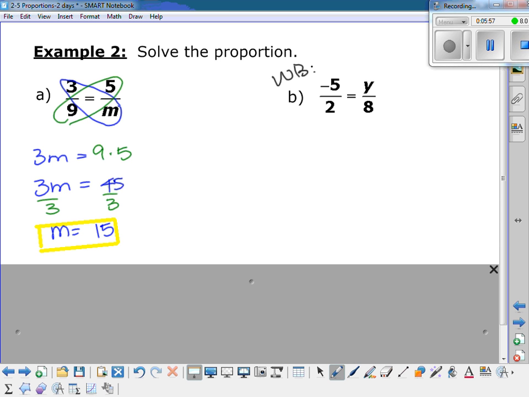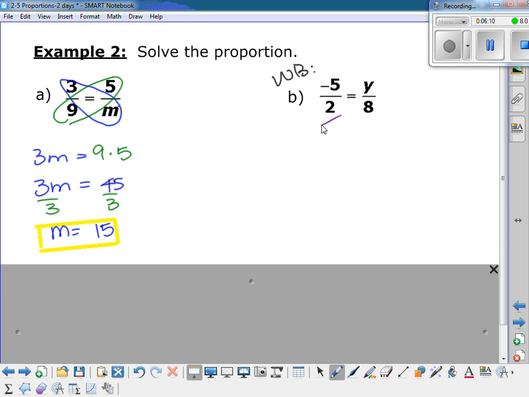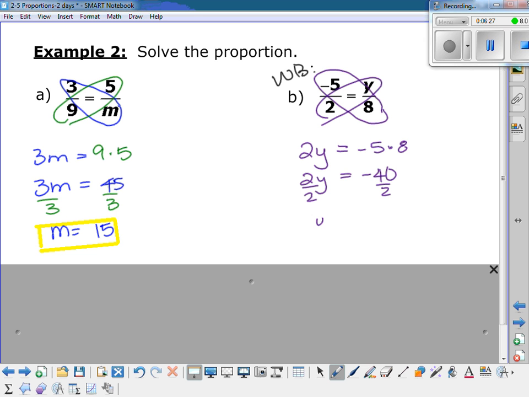Okay, this next problem is for you to do on your own. So we have negative 5 over 2 equals y over 8. Try that on your own and pause the video. Okay, so you would multiply 2 times y, and that's going to equal negative 5 times 8, which means 2y is equal to negative 40. So if you divide both sides by 2, you should have gotten that y was equal to negative 20.